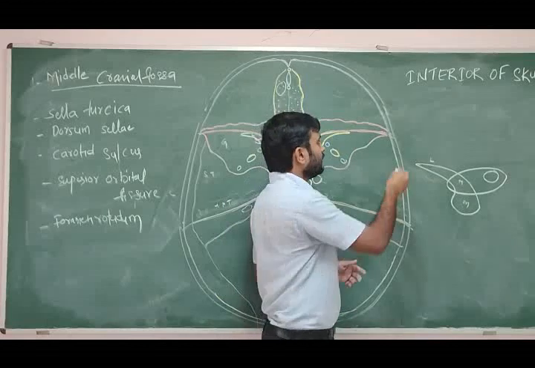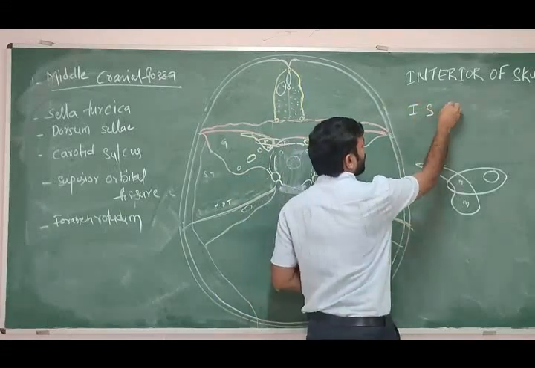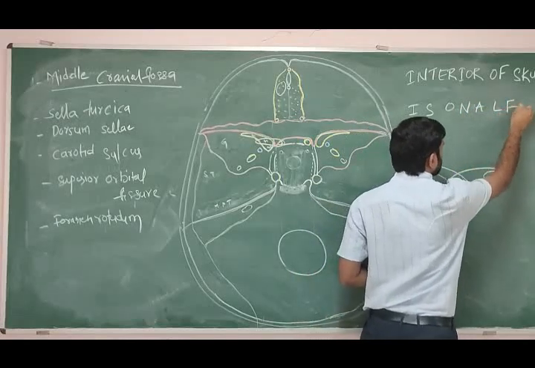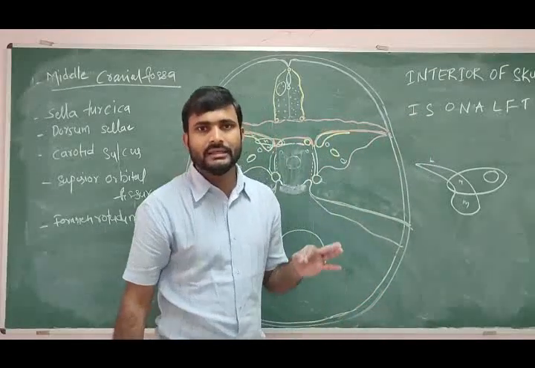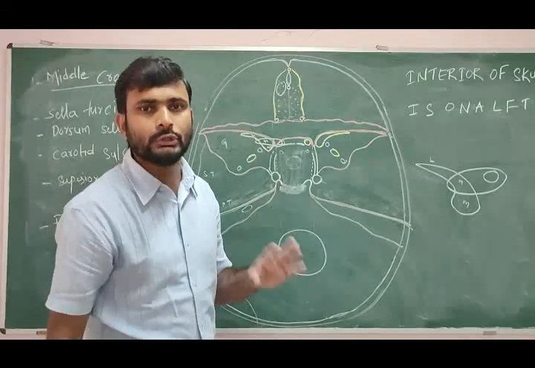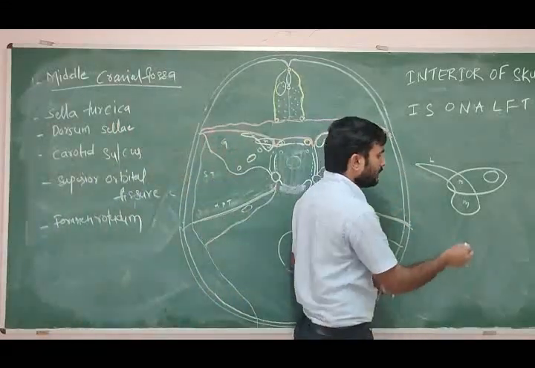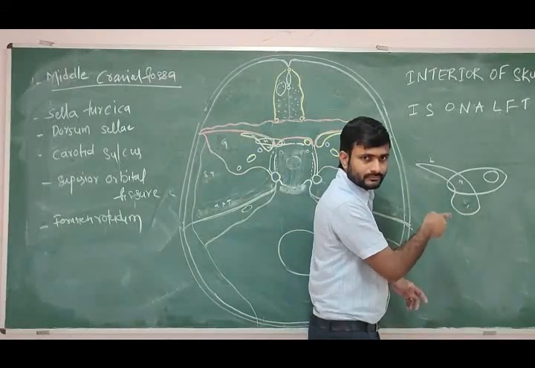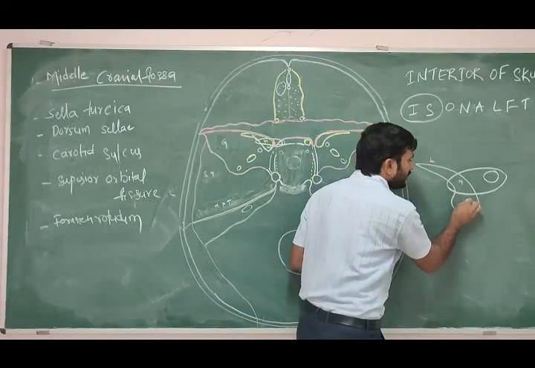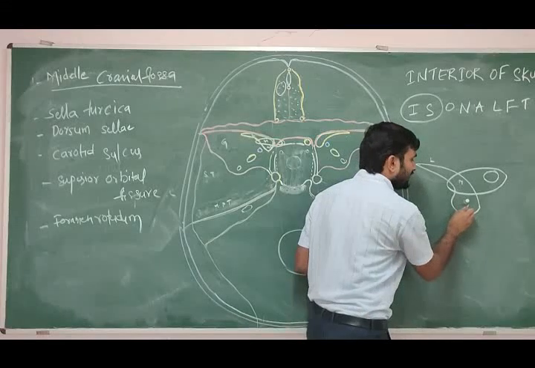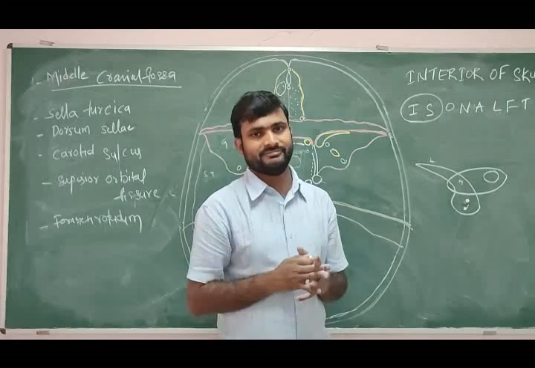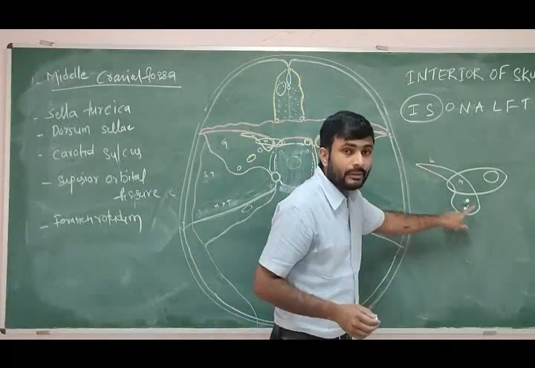Remember here one mnemonic: I slept one night and left for Tokyo. I, inferior ophthalmic, in the medial part. I am talking about the medial part, where two structures pass: the inferior ophthalmic vein along with the sympathetic plexus, which surrounds the artery. These are present in the medial part.